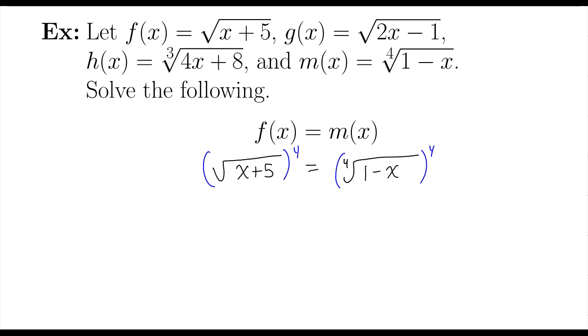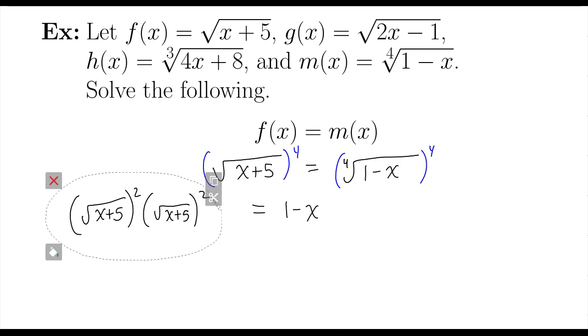Okay, so the left side is going to be the interesting side. The right side is boring. That's just going to be 1 minus x, because the 4th root and the 4th power will cancel each other out. On the left side, though, let's think about what's happening. You can think about this as the square root of x plus 5 squared times the square root of x plus 5 squared. Think about that for a second.